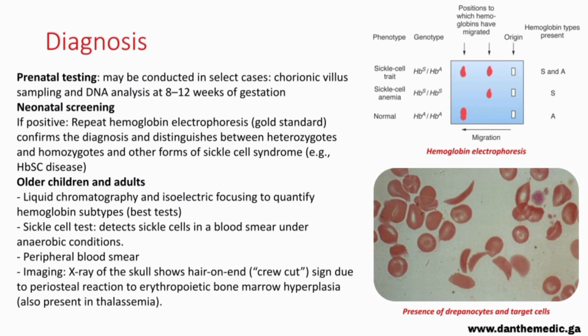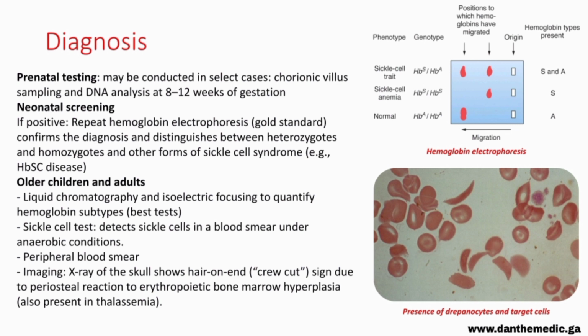So now, how do we diagnose sickle cell disease? There's a test called prenatal testing, which is a test done before delivery, during pregnancy. And this is usually done in a few cases. And this is done by chorionic villus sampling and DNA analysis at 8 to 12 weeks of gestation.